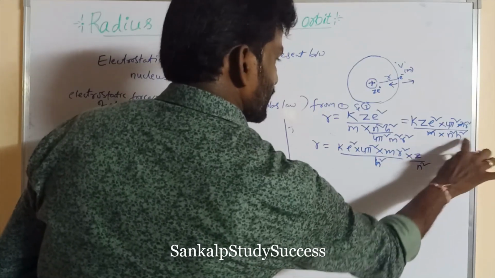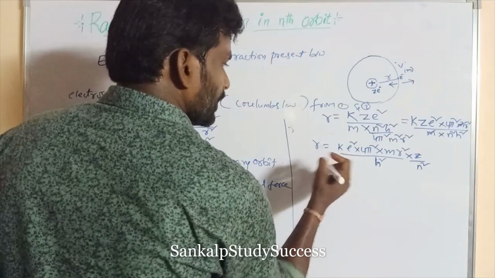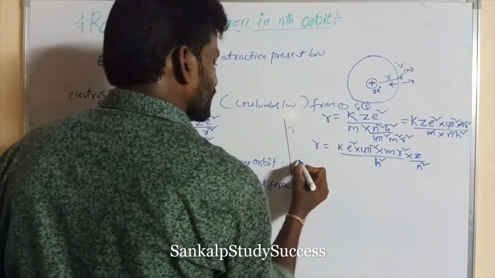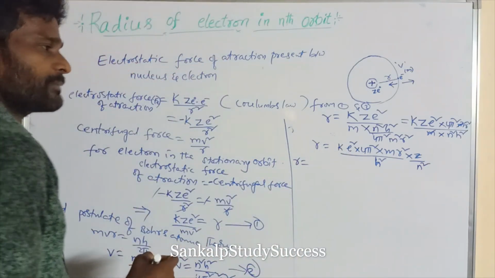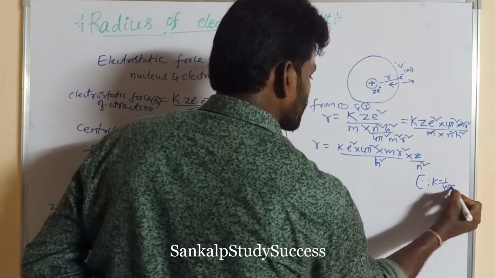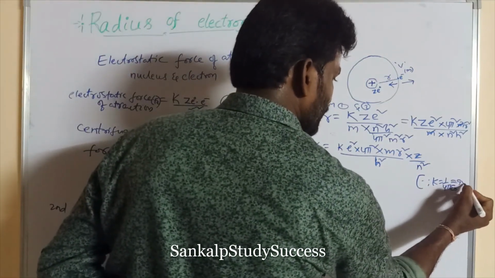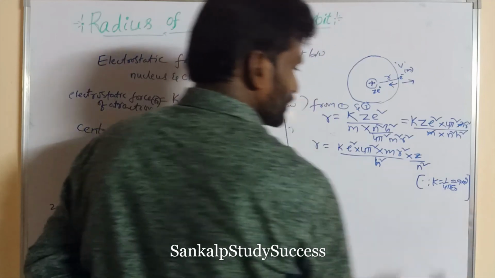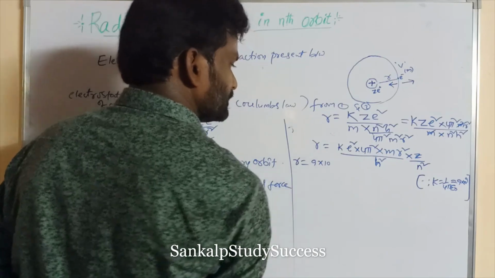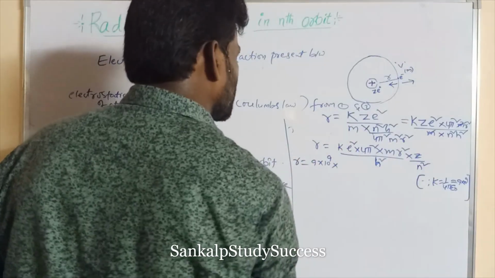This is h square and it is n square. So we know that if now all these values are substituted in this equation, what are these values? k is equal to 1 by 4 pi epsilon naught. Epsilon is the permittivity, so its value is 9 into 10 to the power of 9. So k value is 9 into 10 to the power of 9, into charge of electron.